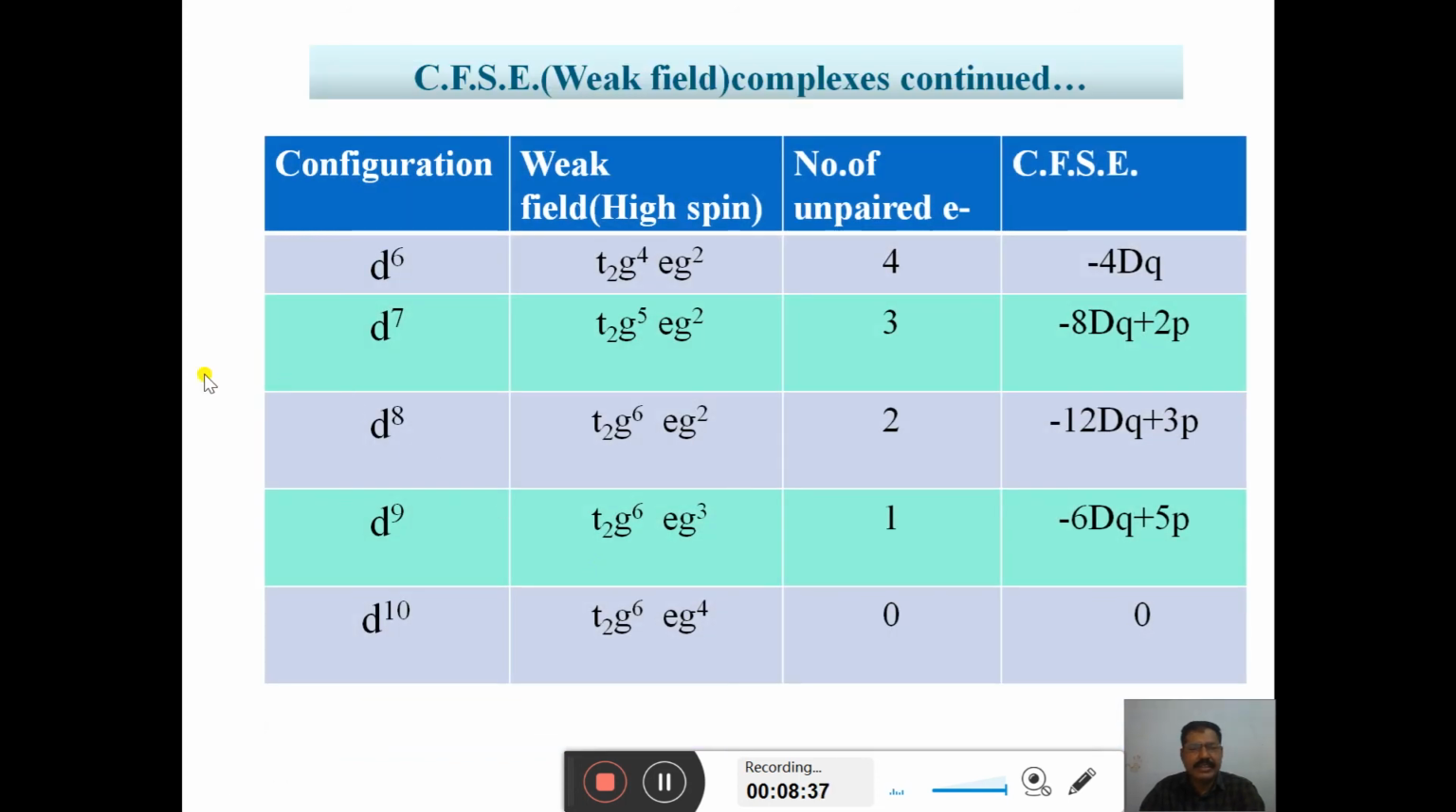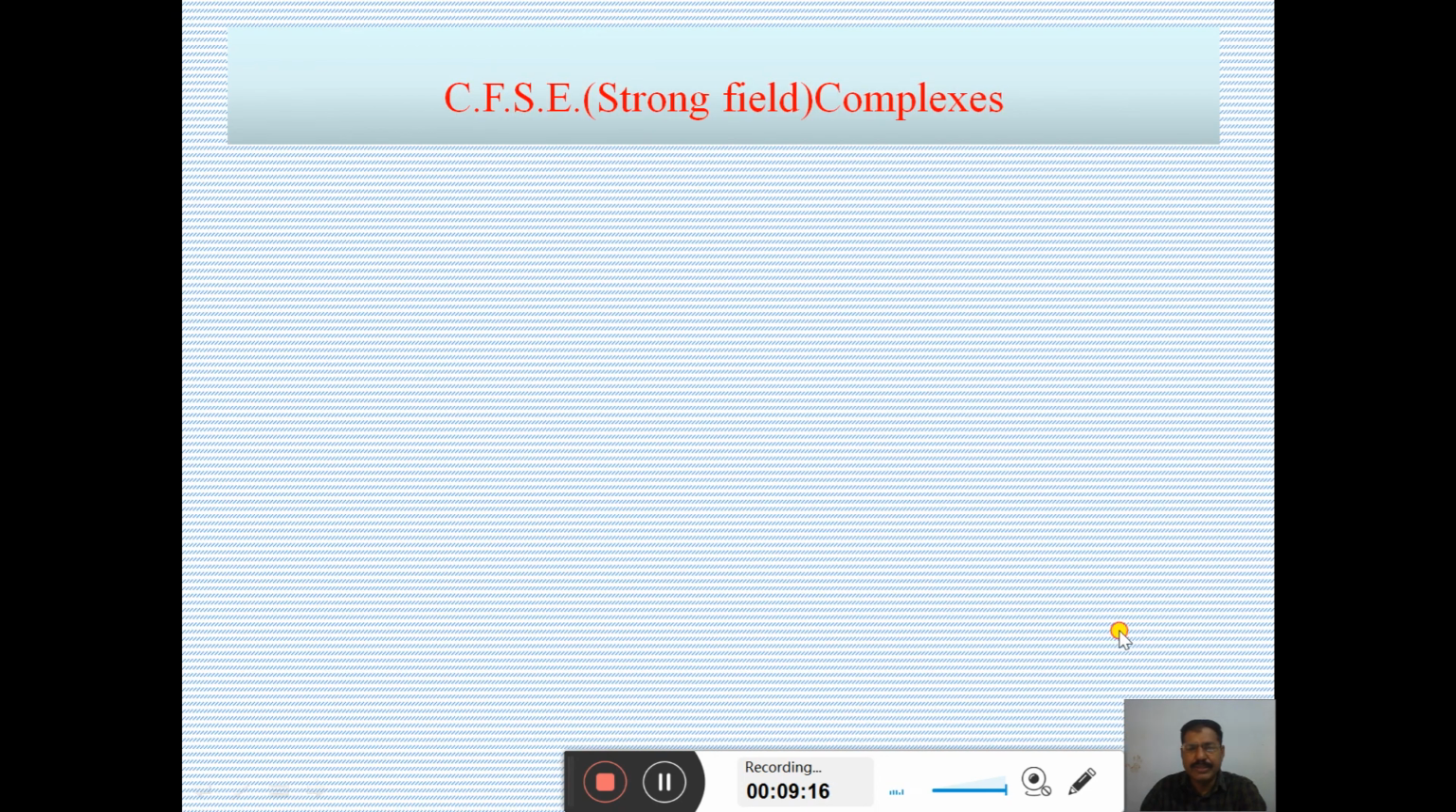Now the other examples, say d6 configuration to d10, the electron distribution and their CFSE values. d6 has minus 4 Dq, d7 minus 8 Dq plus 2p. d8 configuration, minus 12 Dq plus 3p is the CFSE. d9 configuration, t2g6 eg3, 1 unpaired electron, and CFSE is equal to minus 6 Dq plus 5p. And d10 configuration, t2g6 eg4, 0 unpaired electrons, because all electrons are paired here, so there is no unpaired electron, and the CFSE value is 0.